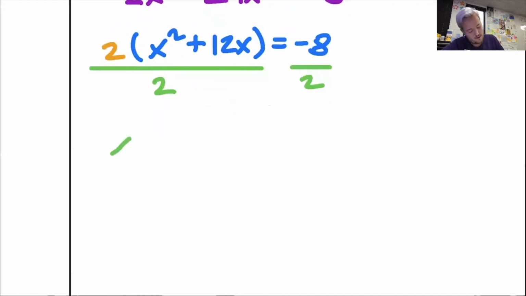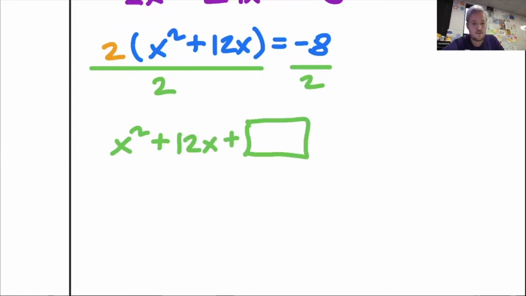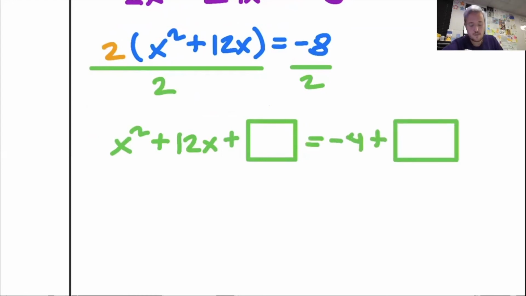All right, so I'm going to have x squared plus 12x. Now that that a value is 1, I'm going to go ahead and write a space for the box. And that's going to equal -4 plus the box.